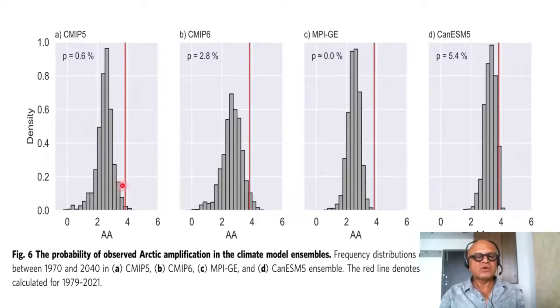So there is another way to look at the Arctic amplification, the difference between observations and models: the probability of observed Arctic amplification in the climate model ensemble. So you look at the probability density functions and the range or frequencies of Arctic amplification in models. So CMIP5, CMIP6, and then MPI, Max Planck model, and this is one Earth system model from China, I think. Doesn't matter. So you can see that CMIP5 was way off. CMIP6, is it better? Well, maybe marginally better compared to, so red line is the observation.